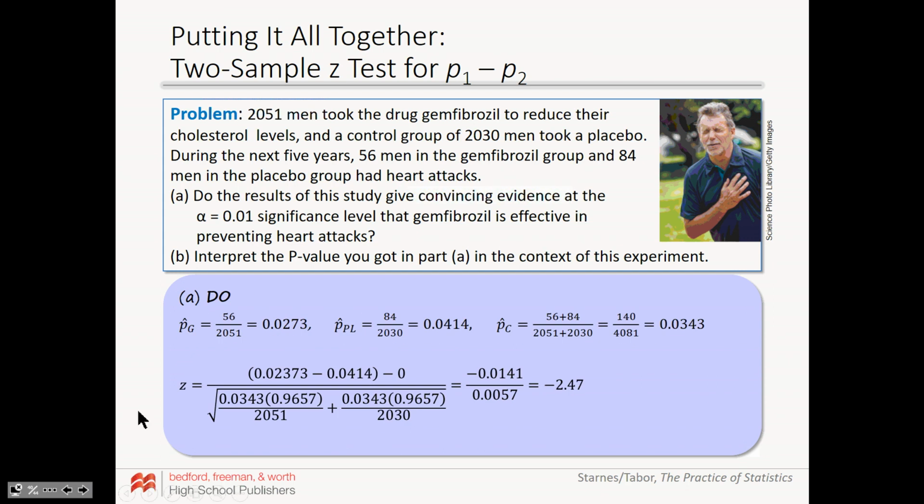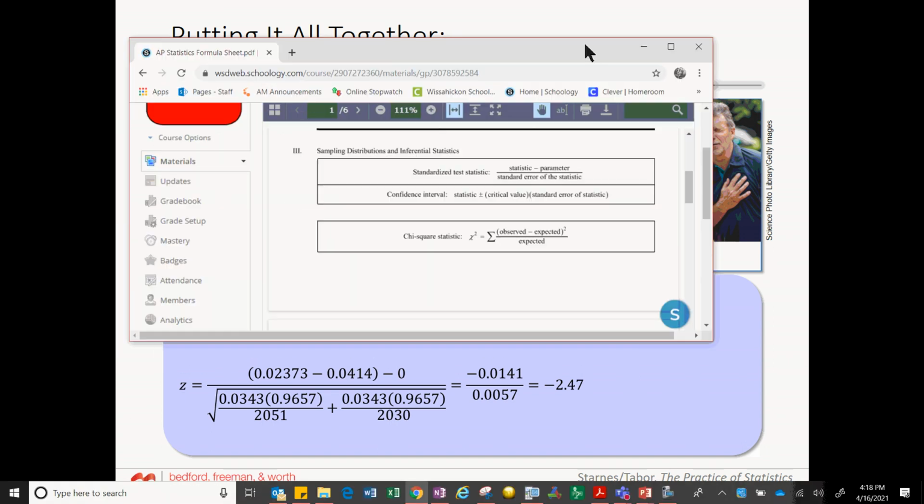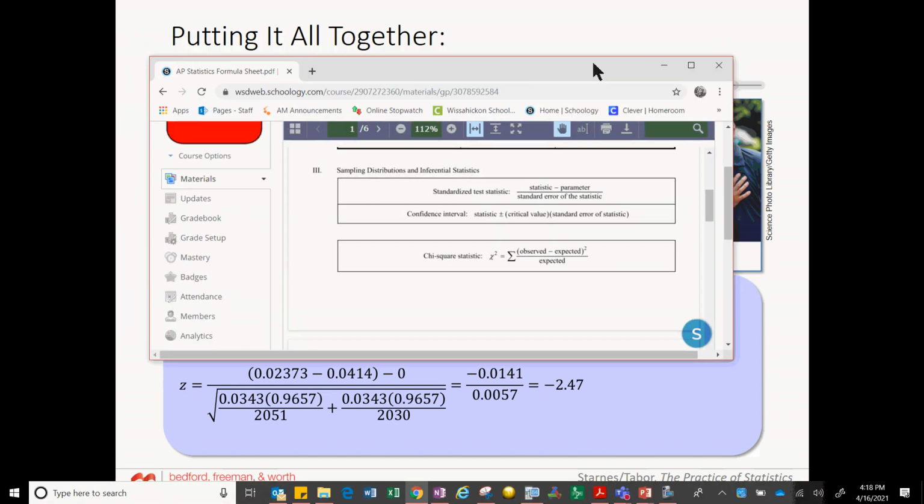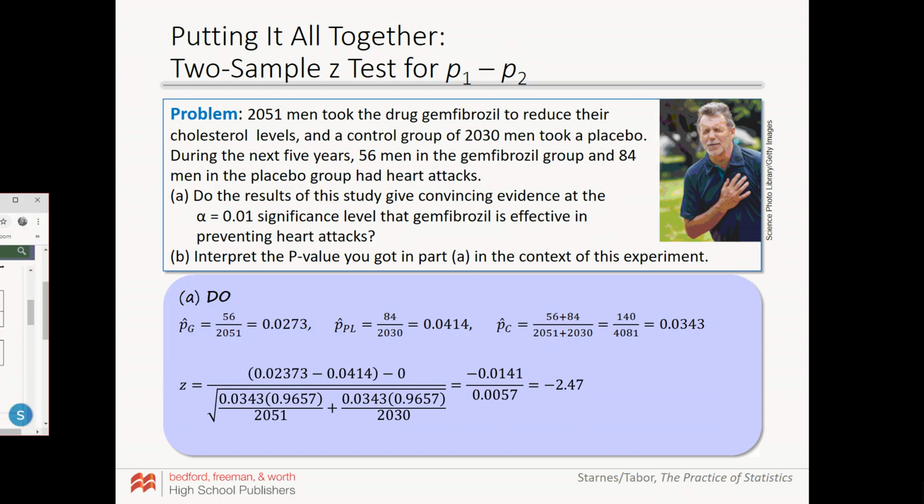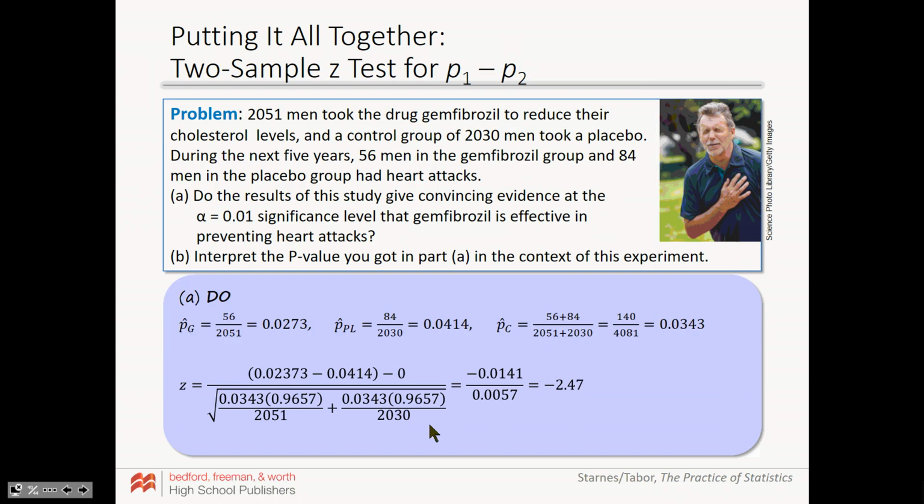Okay, so let's keep going. We need to find our test statistic, right? Our Z-score. So again, use your formula sheet to build your test statistic, and get used to doing that, because guess what, guys? You're not going to have this formula on the AP exam. You're going to have to build it from the formula sheet. So I would start practicing that now as you're doing these practice problems.